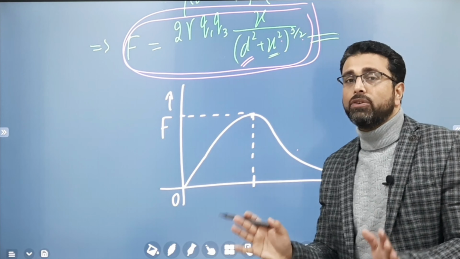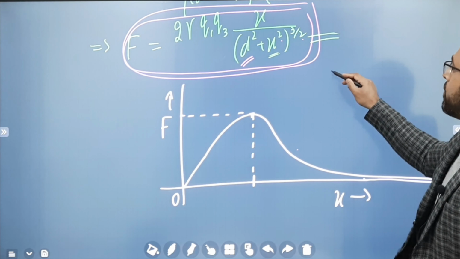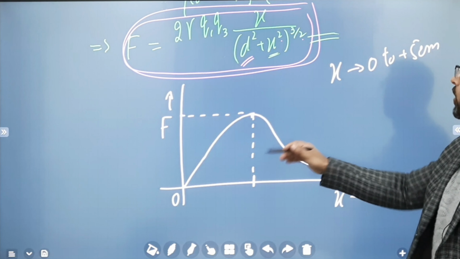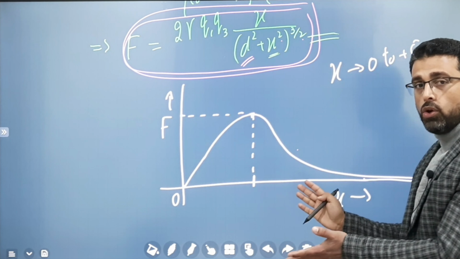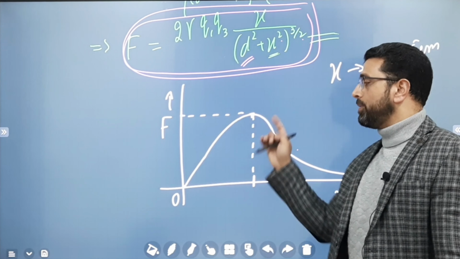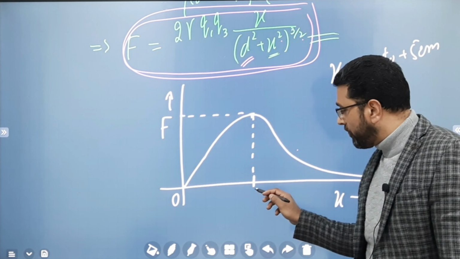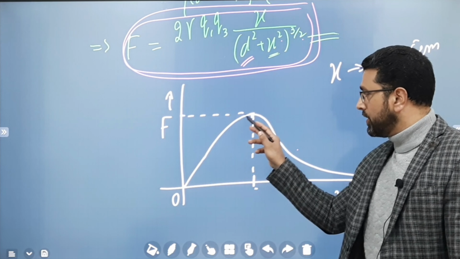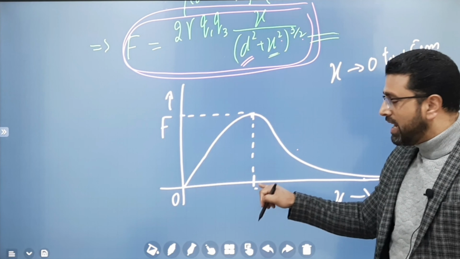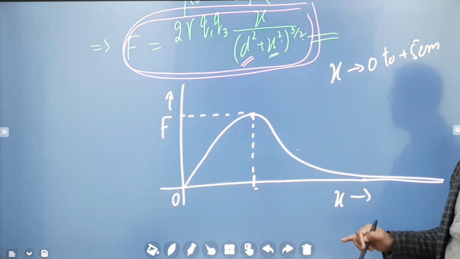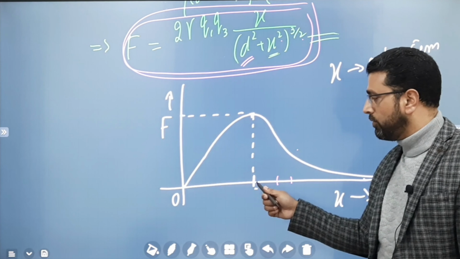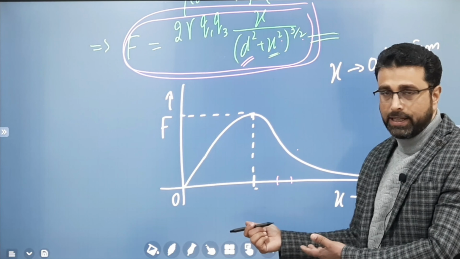Overall, we're not talking about the given range. The question asks us to find the maximum force within the range of 0 to 5 centimeters, plus 5 centimeters. We're not talking within this range here; we're talking about what is happening overall. So at this value of x, whatever it is, we don't know yet, force is going to be maximum. Up to this value of x, force is continuously increasing. So if this value of x is less than 5, meaning 5 is somewhere here, then maximum force is at this point, whatever the value of maximum, we'll find that out.